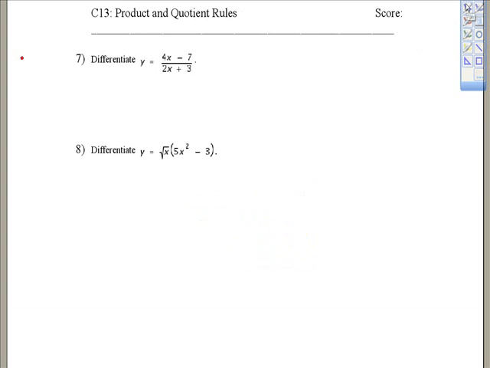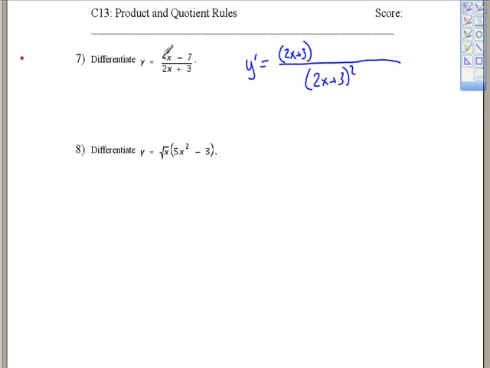Questions 7 and 8, we just have to use the product and or quotient rules. For number 7, we're differentiating a quotient, so we're going to go ahead and use the quotient rule again. We'll keep the denominator and square it. We'll start with the denominator in the numerator, multiply by the derivative of the numerator, which is 4, minus, keep the numerator, 4x minus 7, multiply by the derivative of the denominator, which in this case is 2. And then it's just a matter of cleaning it up from here.